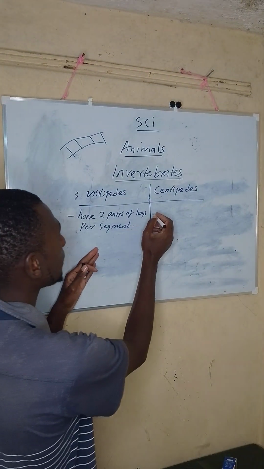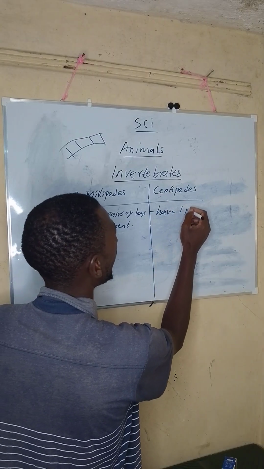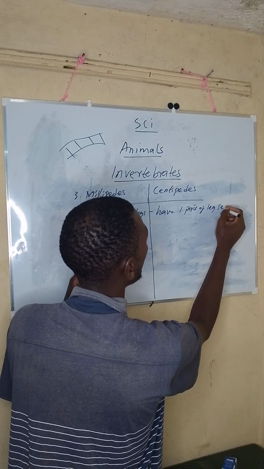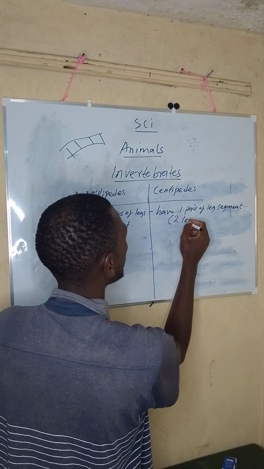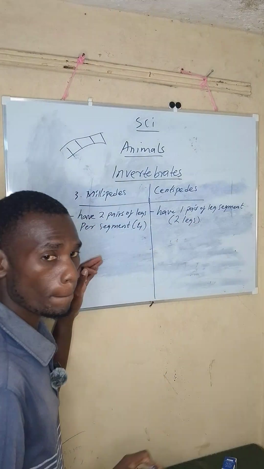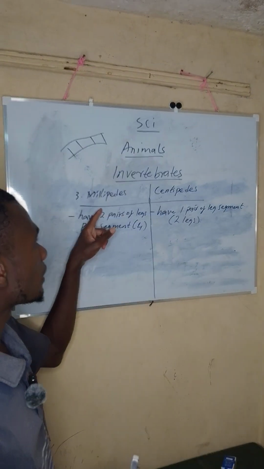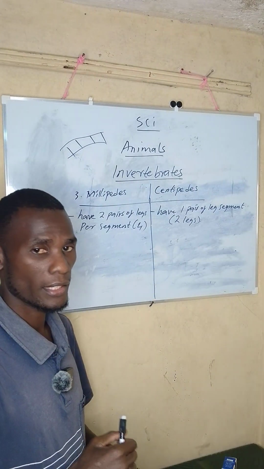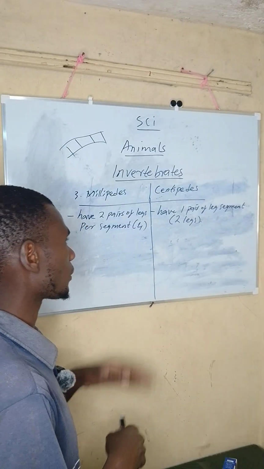This other one, the centipedes, have only 1 pair of legs per segment. That means this one only has 2 legs in one segment. These ones have 4 legs. So that's the first difference. In terms of legs, millipedes have more legs than the centipedes. That is the first characteristic, or the first difference.